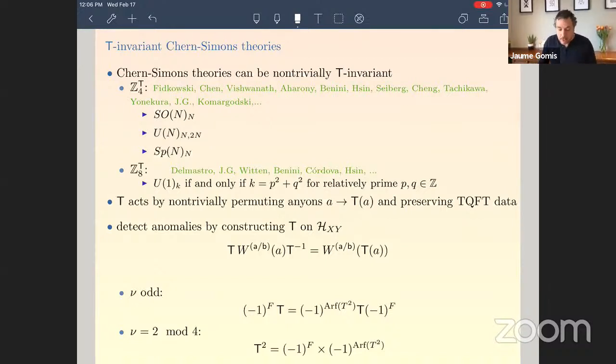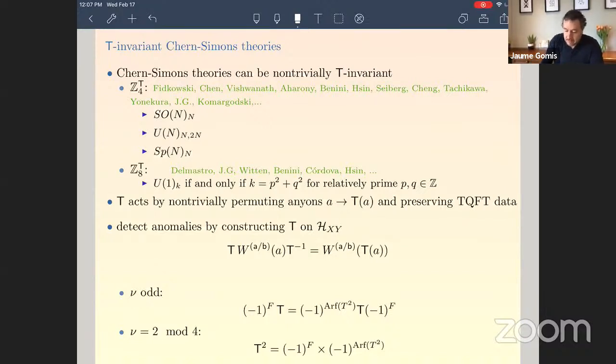Okay. Now, how do we know that the theory has a time reversal symmetry? Well, we know because time reversal acts non-trivially, permuting the anyons. It changes any anyon in the theory to some image anyon, and it preserves the QFT data. It reverses the spin, it preserves the S matrix up to complex conjugation, and so on.